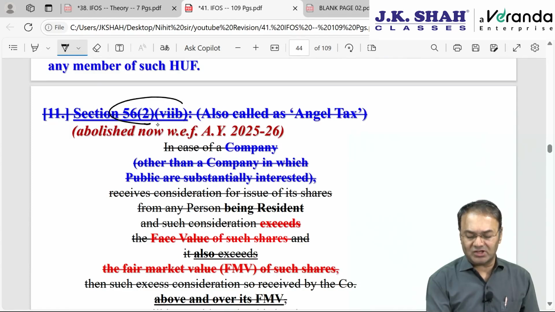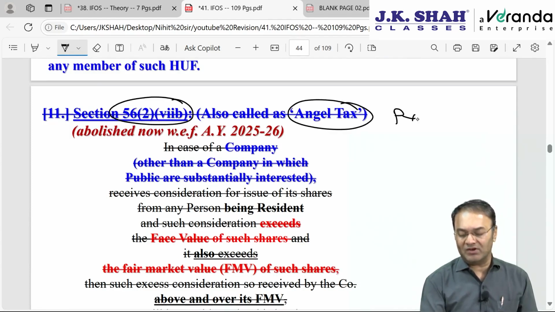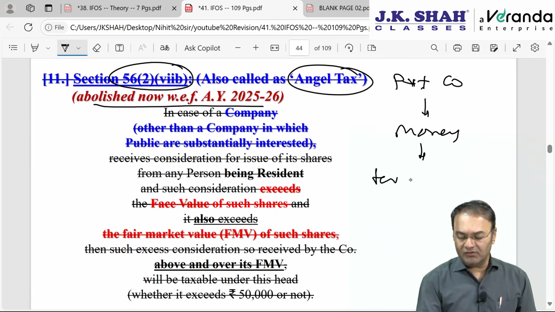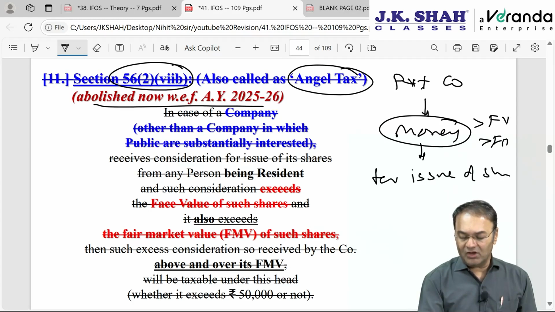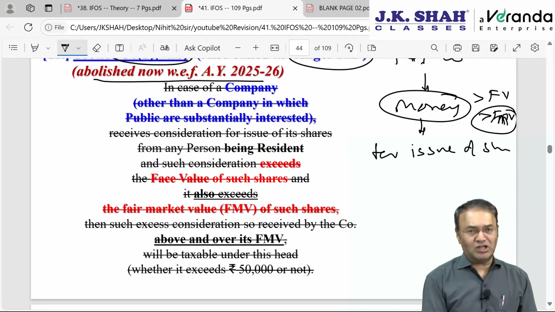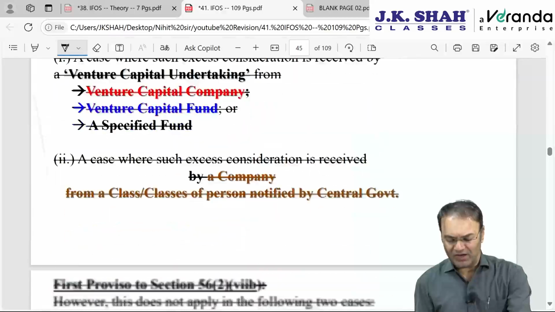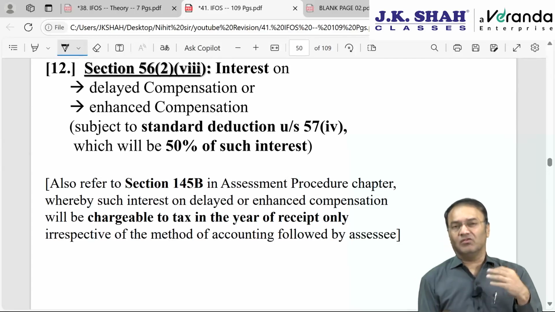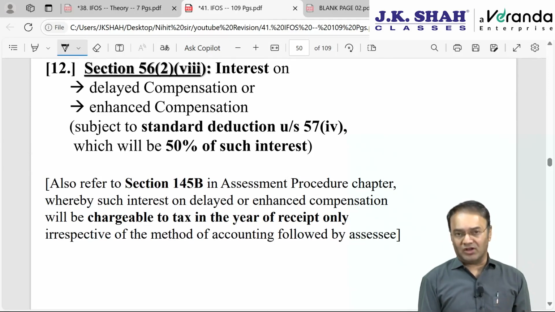Okay, next is section 56 subsection 2 clause 7b, called angel tax, where it applied to a private company. It is now deleted from AY 25-26 onwards, for reasons not difficult to understand. A private company receiving money as share application for issue of its shares, where the amount received for issue of shares is greater than face value as well as greater than the FMV of such shares, then the amount exceeding FMV was taxable. Then amendments were carried out in this section, and finally it was deleted by the government one fine day. So that is done; this is deleted. Why have I covered it here along with this proviso? Because once upon a time it was applicable, so some people who are studying after a gap might be searching for it.